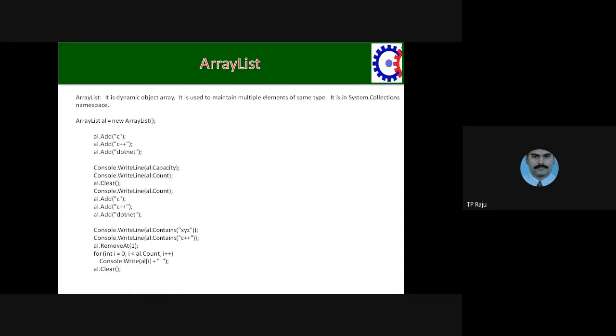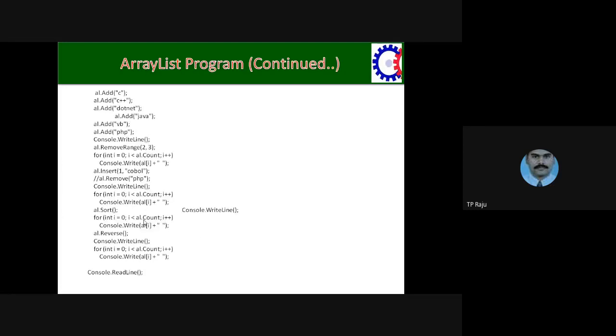Next, Count is a method. Count returns the count of values. You are showing the values. Next, the Clear method removes all elements from the ArrayList. All elements are removed. Now the ArrayList is blank. It is not having any values. This is a continuation of the ArrayList program.